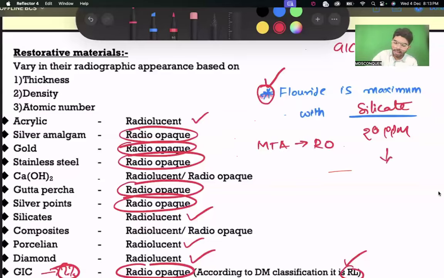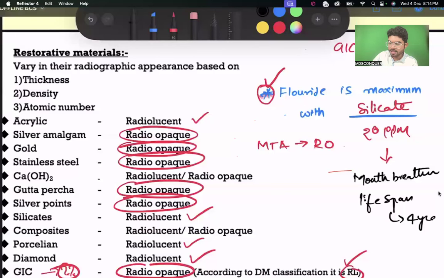Silicates are contraindicated in which patients? Silicates are contraindicated in mouth breathers. The lifespan of a silicate restoration is 4 years. Silicates are most commonly used in high caries risk patients.